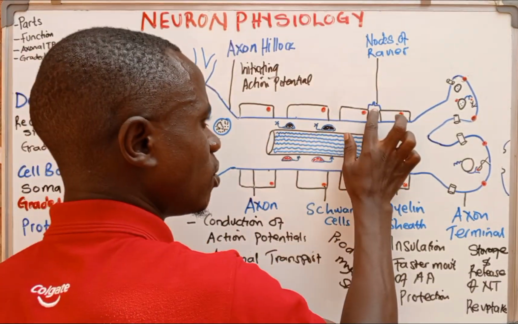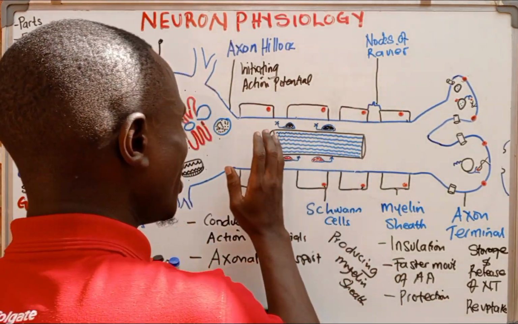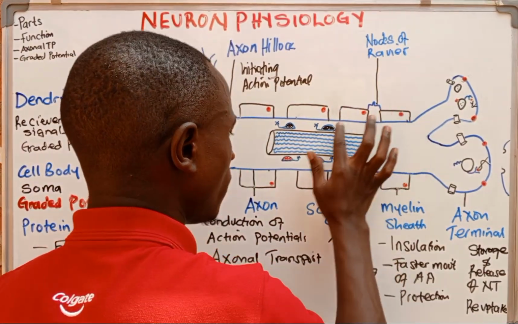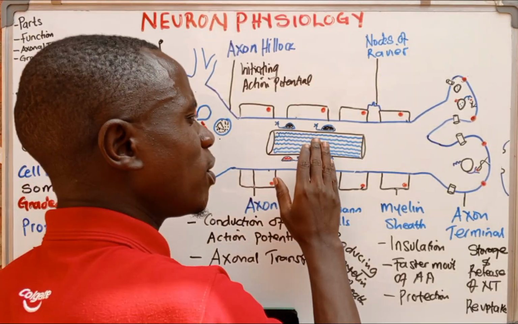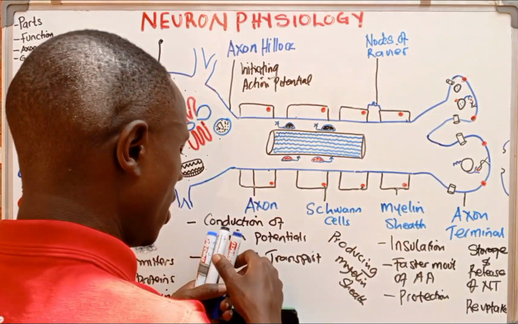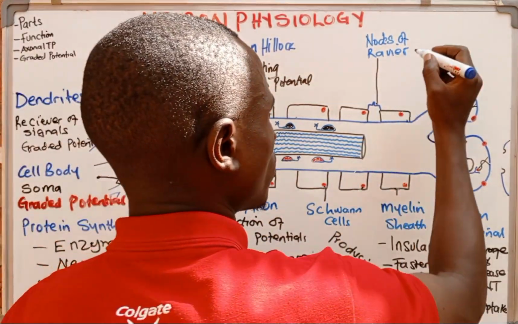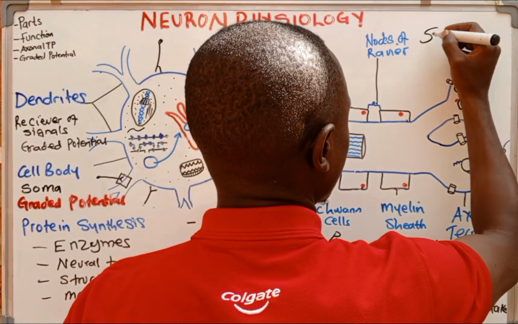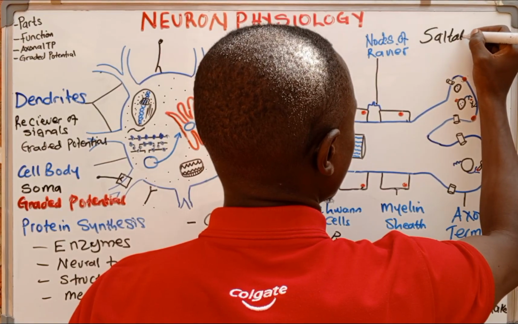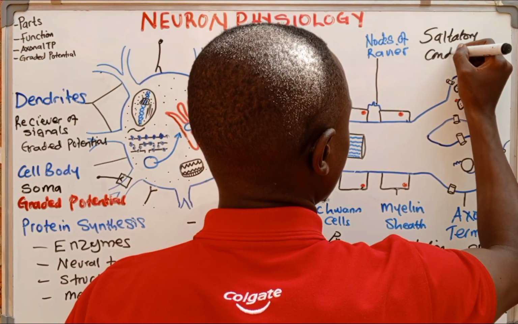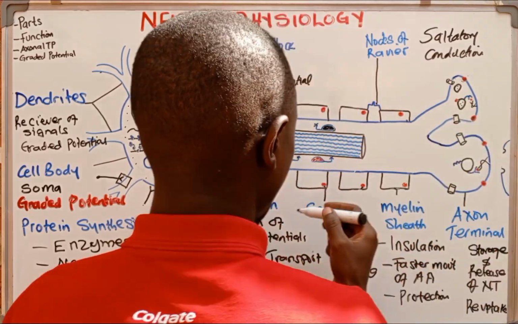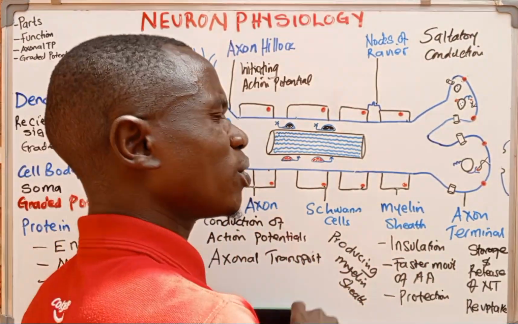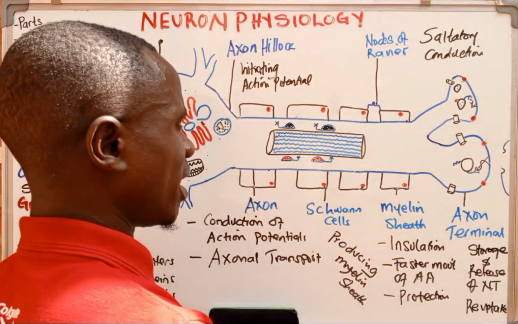How about these nodes we are calling the nodes of Ranvier, these gaps? When an action potential is generated, it's going to be jumping from one node of Ranvier to the other. That jumping of the action potential from one node to the other, we call saltatory conduction. So the nodes of Ranvier are going to be aiding in saltatory conduction, and also in the regeneration of the action potentials.